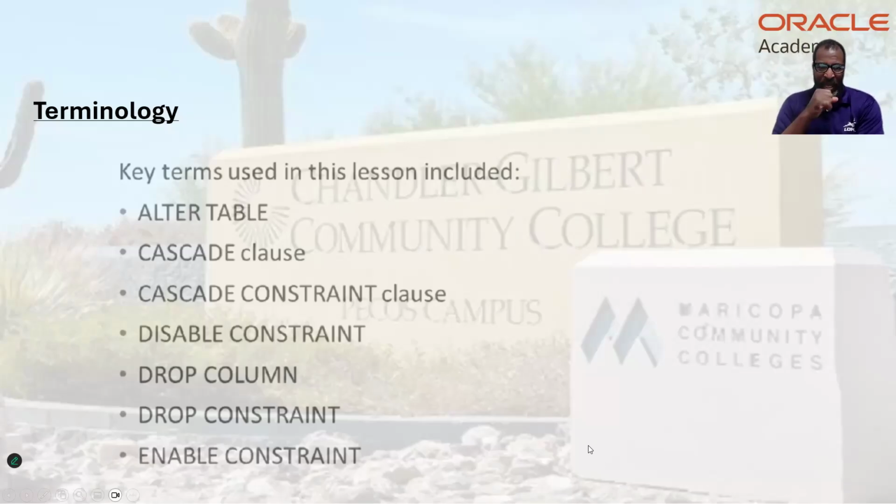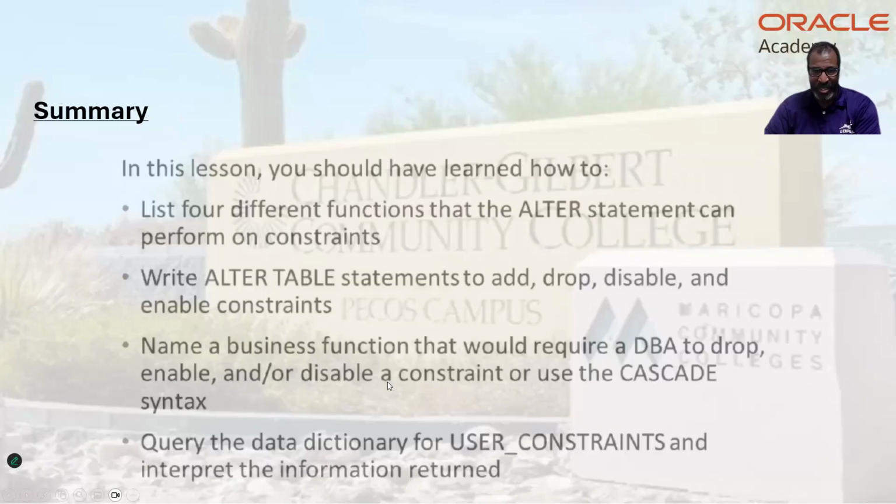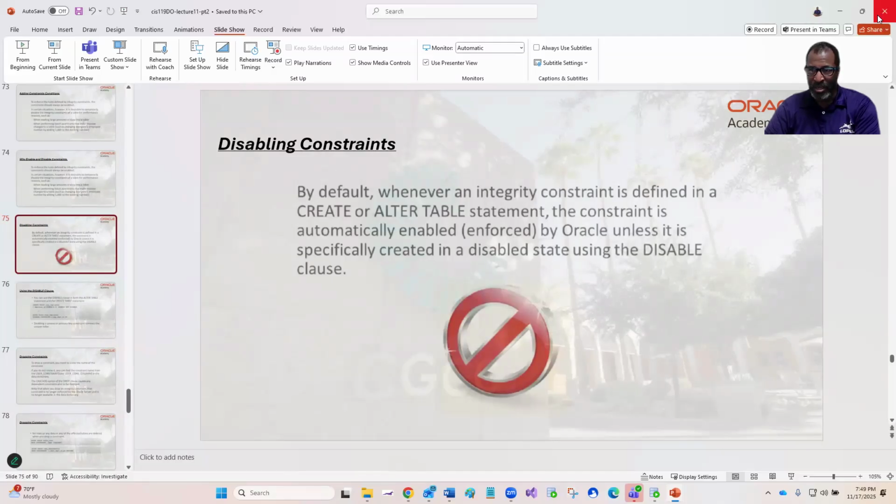And this is managing constraints. Here are key terms. Alter table is what you use to manage your constraints. Cascade constraint clause, disable, drop column, drop constraint, enable constraint. Believe it or not, that's all the lecture material.